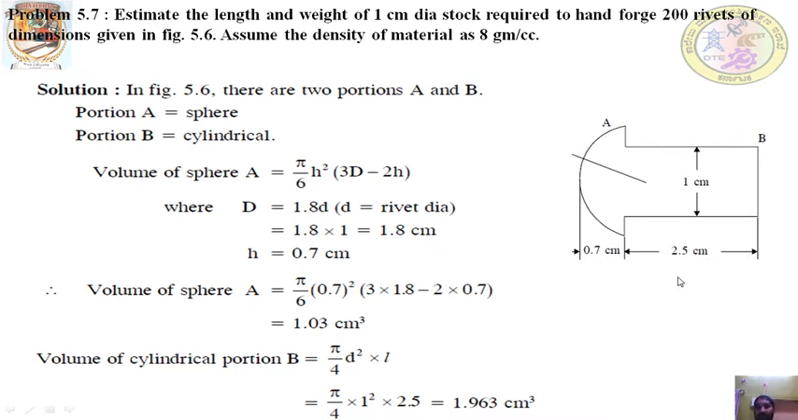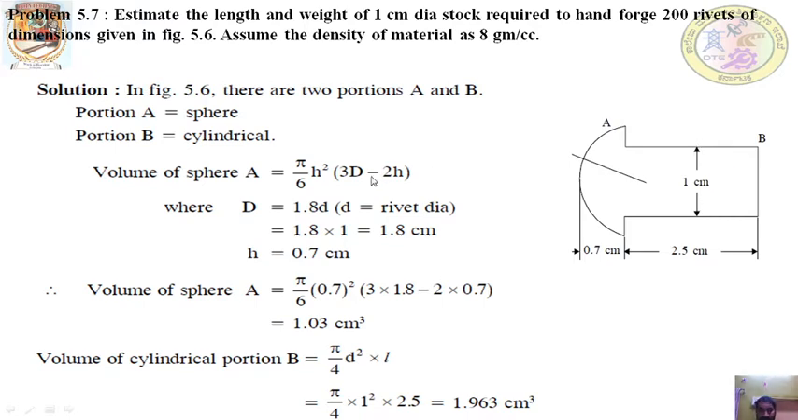In order to calculate that, you have to calculate the volume of the single rivet. To the volume of the single rivet, you add all the losses, and that becomes the bar stock required for one rivet. Multiplied by 200, that gives the volume required for 200 rivets, and multiplied by density, that gives the weight required for 200 rivets. In this portion there are two geometries: one is a semi-sphere, and another is a cylinder of 1 centimeter dia.